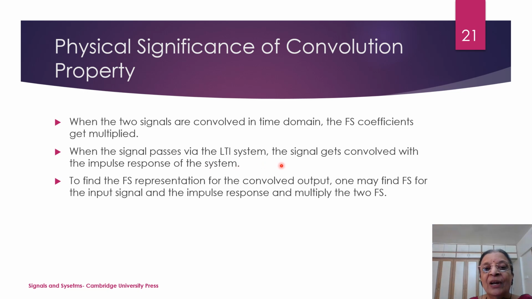When the signal passes via an LTI system, consider the generation of the speech signal: the excitation is generated at the larynx and then it passes via the vocal tract. So how is the speech signal generated? Speech signal is generated as a result of convolution of the excitation with the impulse response of the vocal tract. So how do we find the Fourier series representation for the convolved output? We may just find the Fourier series of the input signal and of the impulse response of the LTI system and then multiply the two Fourier series.